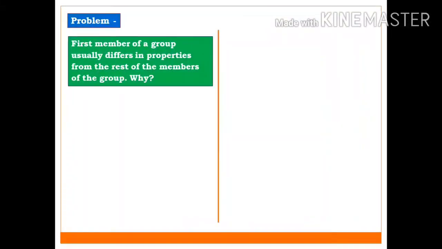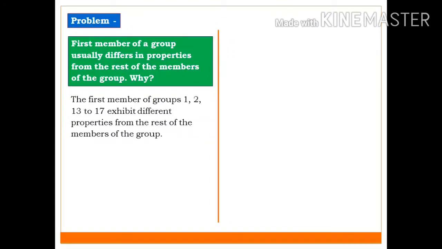The problem says the first member of a group usually differs in properties from the rest of the members of the group. Why? Understand the meaning of this problem. We know that all the elements belonging to a particular group have the same outer electronic configuration, so they must be similar in their properties. But it is observed that the first member of the group shows some properties different from the rest of the members of the group. In this problem, they are asking us what are the reasons behind this observation.